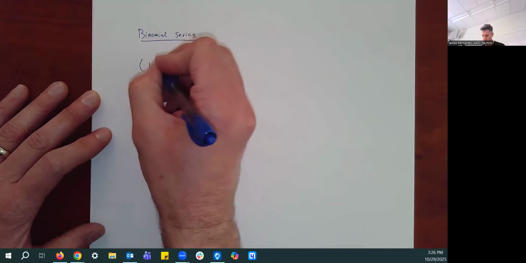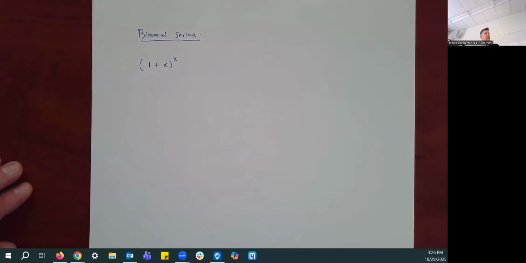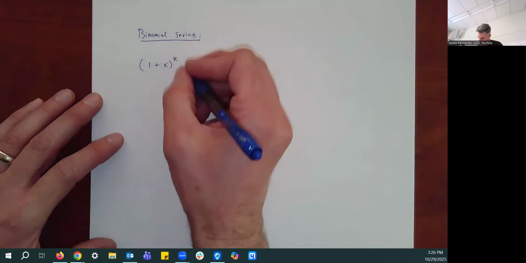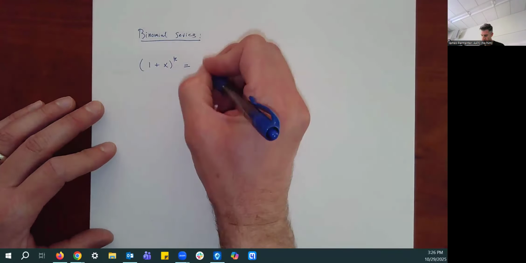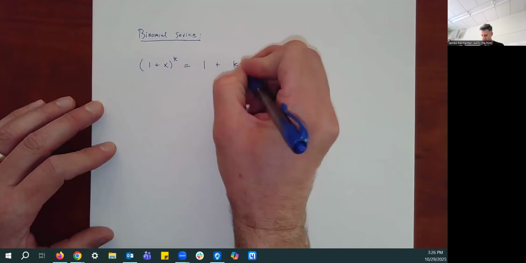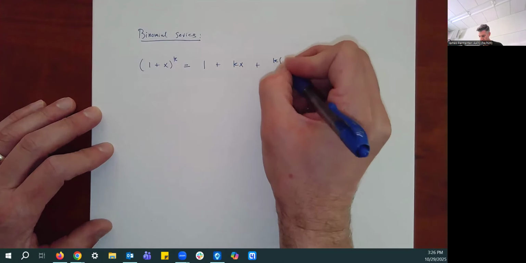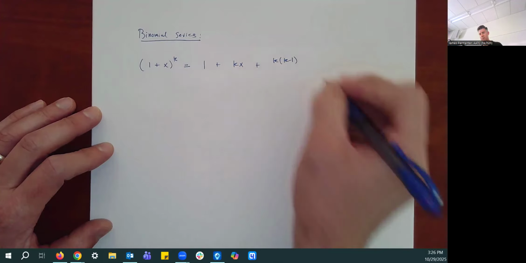So, but the binomial series, totally different, kind of. It's a way of writing out 1 plus something to the kth power. And oh my gosh, I believe it is, yeah, that sounds right. It's 1 plus k times x plus k times k minus 1.